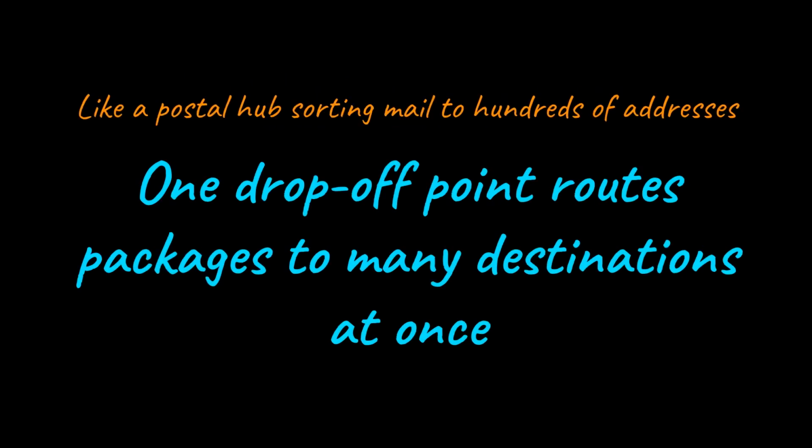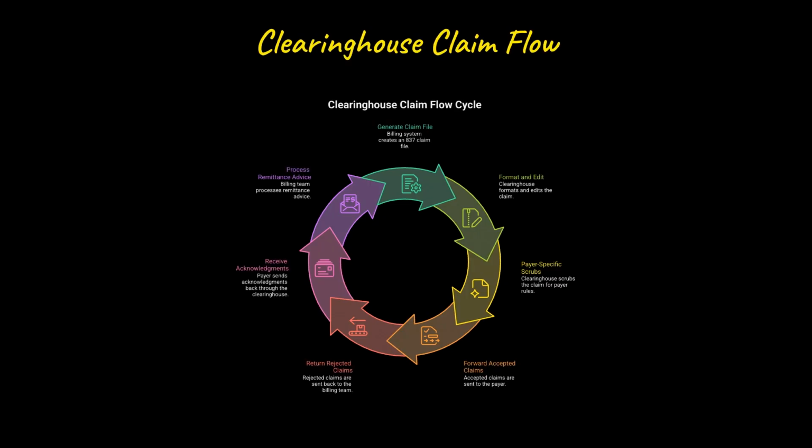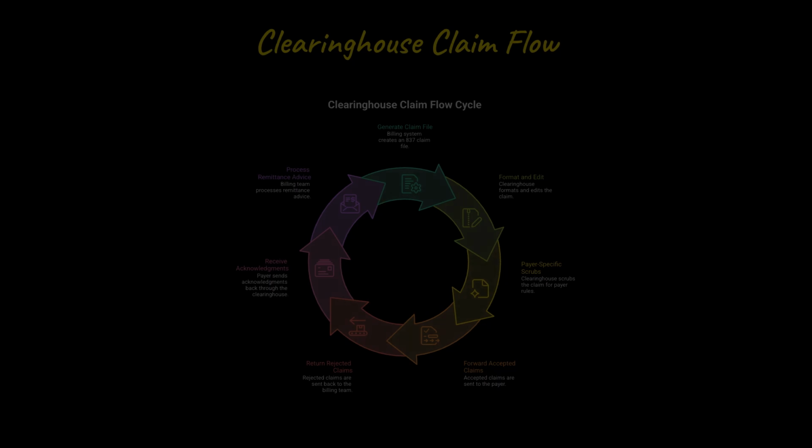Clearinghouses exist because providers need a single connection point to reach hundreds of payers, each with its own format quirks. Without one, every practice would have to maintain a direct connection to every payer's. Technically and operationally impractical. The mechanism works like this. The billing system generates an 837 file. The clearinghouse runs edits and payer-specific scrubs, then either forwards accepted claims to the payer or returns rejected claims with reason codes. Acknowledgements and electronic remittance advice flow back through the clearinghouse to the practice.